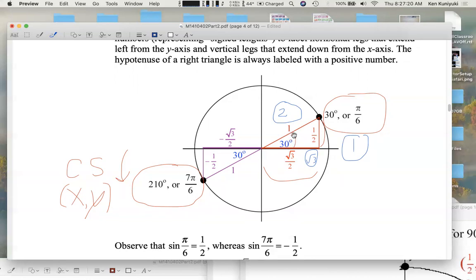So let's look at these red values here. 1/2, √3/2, and 1. In purple, we see the same values in absolute value. The hypotenuse is always positive. We always label the hypotenuse with a positive number or length. This could be 1 meter, let's say. But take a look. On the red triangle, we had positive √3/2 on this side, but for the purple triangle, we're going to put negative √3/2 because this side is going to the left of the y-axis. Likewise, we're going to put negative 1/2 on this leg because this side is extending down from the x-axis.